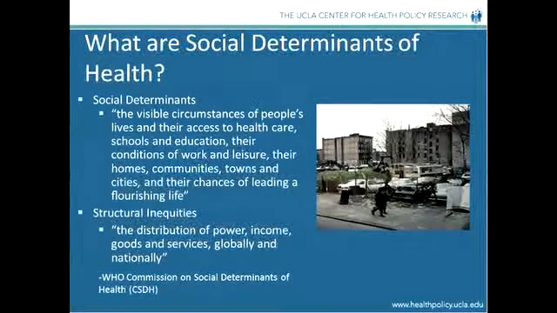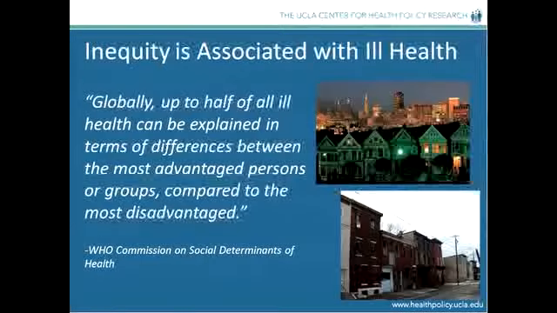An important mirror of social determinants of health is this notion of structural inequities. Structural inequities, as the WHO Commission on Social Determinants of Health defined it, is the distribution of power, of income, of goods and services, both globally and nationally. Inequity is associated with ill health. This picture here is of my hometown, San Francisco, in all its glory, and another town, actually somewhere in the Midwest, where my husband is from. Globally, up to half of all ill health can be explained in terms of differences between the most advantaged persons or groups compared to the most disadvantaged.